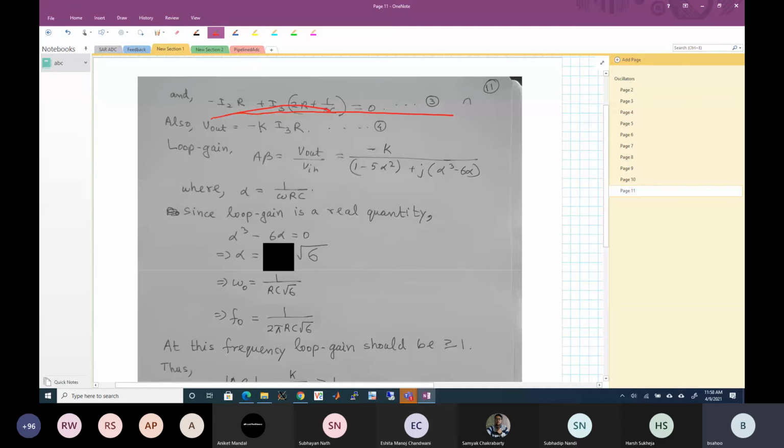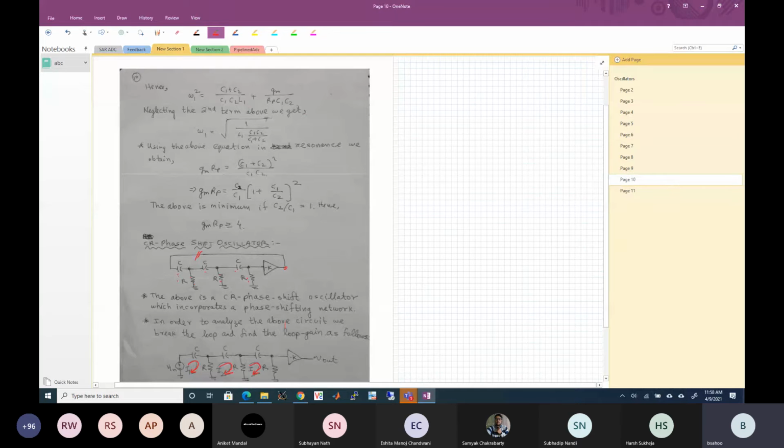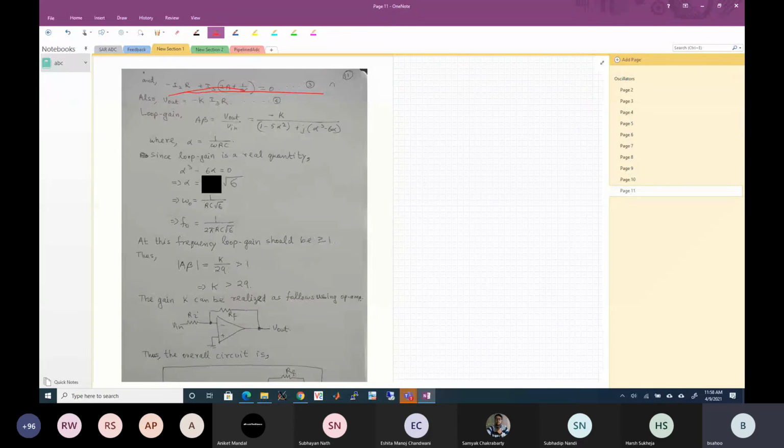Now, Vout equals minus K times I3R, because this voltage is I3 times R. Keep in mind there is a negative sign. I3 is flowing this way, and this voltage is I3 times R. I3 times R times minus K equals Vout, and that is what is written here. Therefore, the loop gain A beta equals Vout by Vin, and it is given by this expression, where alpha equals this, and we can solve it. So this is the overall alpha.